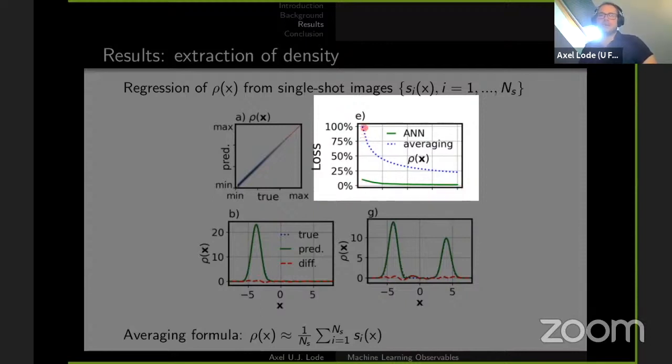And this is striking news, at least from my point of view, because we outperform conventional averaging by a factor of 10 when we use just 10 single shot images. So this means you can get way more accurate results reading out your experiment with ultracold atoms when, instead of fighting noise with averaging, you use it with a machine learning tool. This is the nice news here.